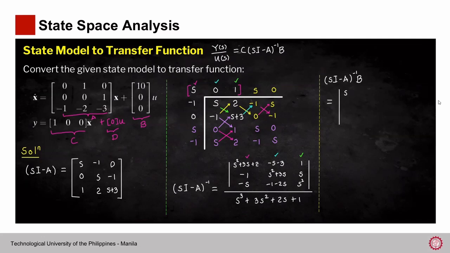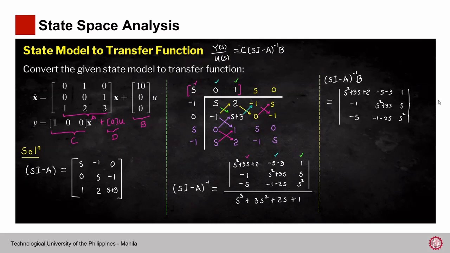So that is S squared plus 3S plus 2 minus 1 minus S. Then we have minus S minus 3. We have S squared plus 3S. We have negative 1 minus 2S. And then we have 1. We have S. We have S squared.